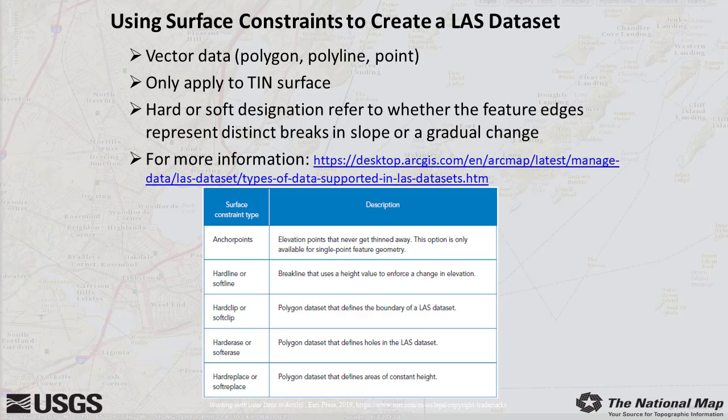Hard clips and soft clips are used to delineate a boundary of the LAS dataset. Surface constraints are applied only when the LAS dataset is drawn as a surface. If the LAS dataset is drawn using points, it will draw all LAS files being referenced in the LAS dataset. For more information on storing LAS datasets or LAS files and surface constraints, visit the Esri help page shown here.